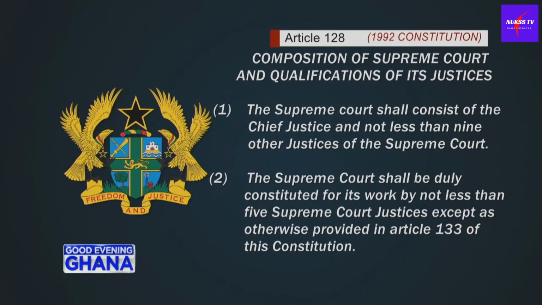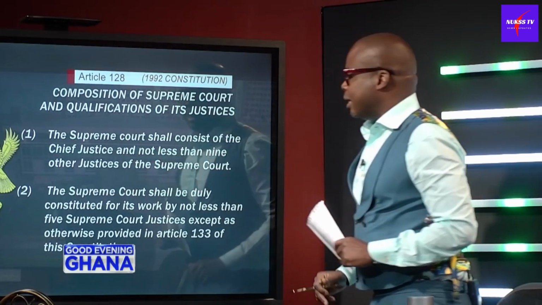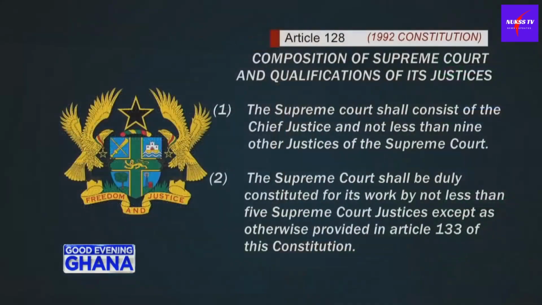128(1) says the Supreme Court shall consist of the Chief Justice and not less than 9 other justices of the Supreme Court. There it is again. The Supreme Court shall consist of the Chief Justice and not less than 9 other justices of the Supreme Court. And then 128(2) says, the Supreme Court shall be duly constituted for its work by not less than 5 Supreme Court justices, except as otherwise provided in Article 133 of this Constitution.